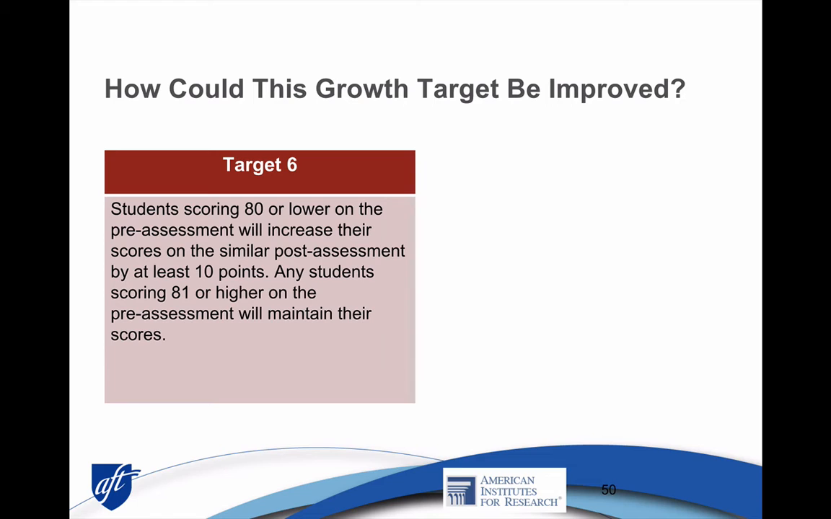Now that you have seen different types of growth targets, take a look at this example provided by the AFT. Here, the educator has set the following target for his or her students, saying students scoring 80 or lower on the pre-assessment will increase their scores on the similar post-assessment by at least 10 points. Any students scoring 81 or higher on the pre-assessment will maintain their scores. How could this growth target be improved?